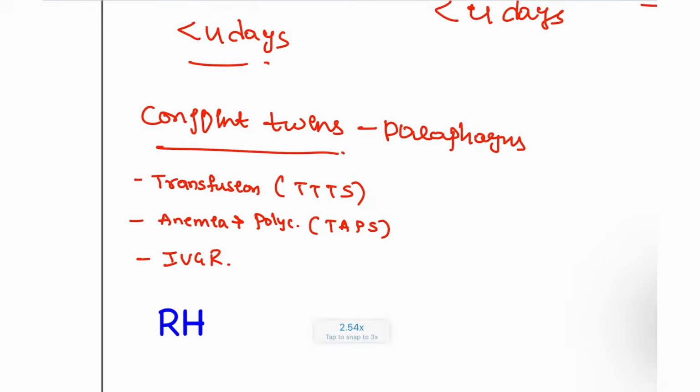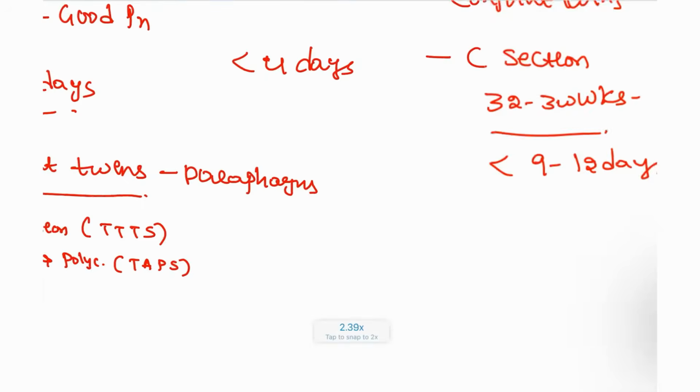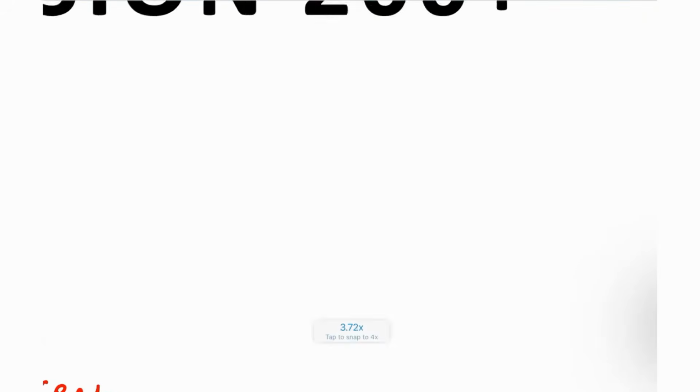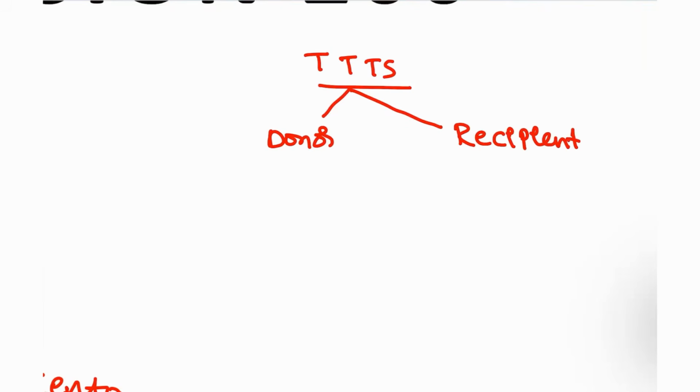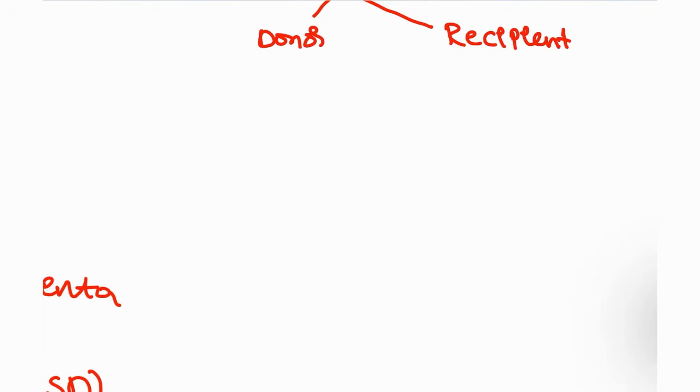Next, what is the first thing that you have to remember about twin transfusion syndrome? There are two twins: one is the donor twin, the other is the recipient. So what does the donor twin do? It gives blood to the recipient. So there is a chance of anemia here, and here it is polycythemia.